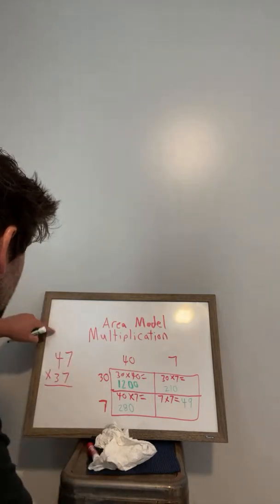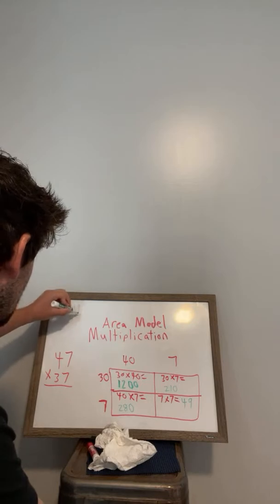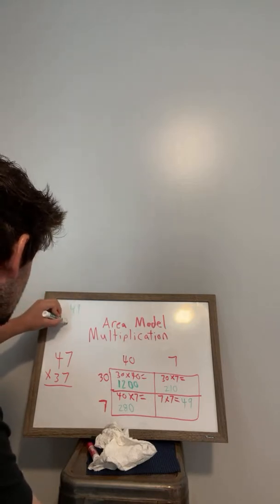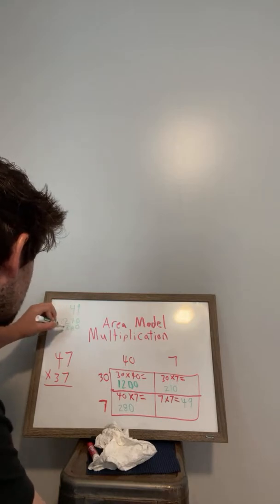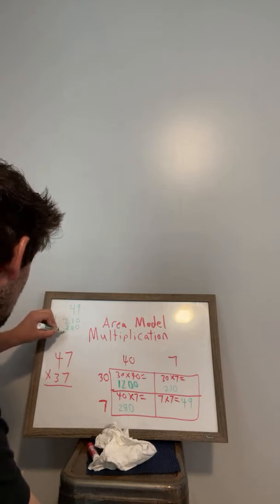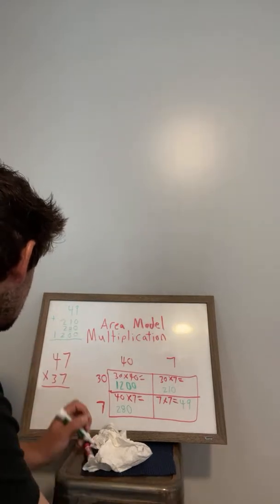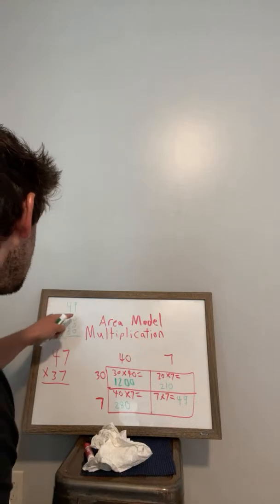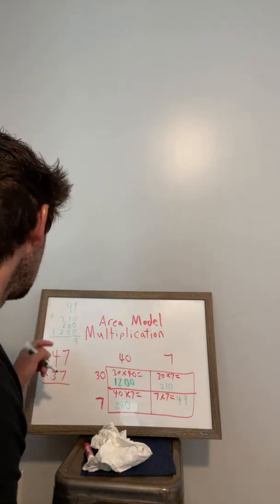So now we're going to add up the 4 numbers. So 49 plus 210 plus 280, plus 1200. Again, I'm going to say it till I'm blue in the face. Make sure that you're lining up the numbers correctly. Alright. 9 plus 0 plus 0, 9.